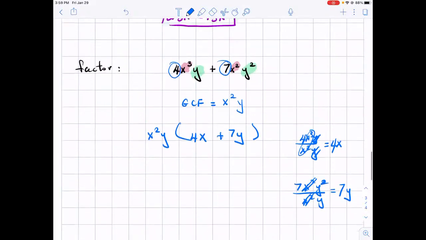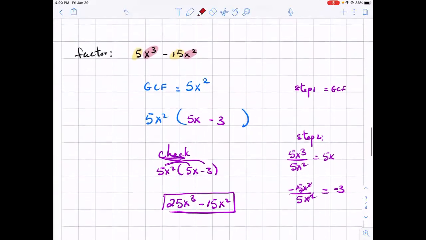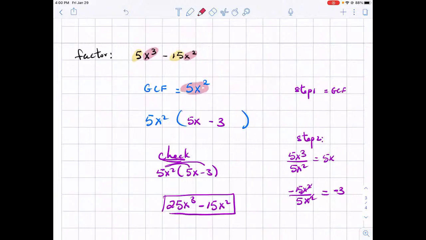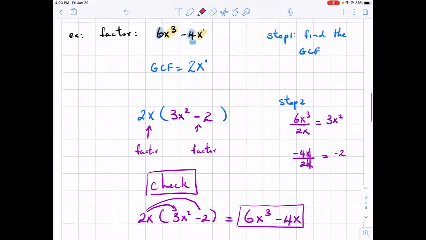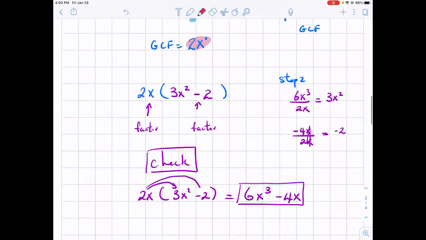So just note that when you find your GCF, the GCF could consist of more than one letter, or only a number, okay? Over here, my GCF was a combination of a number and a letter. I think the first step too, it was a combination of a number and a letter, okay?